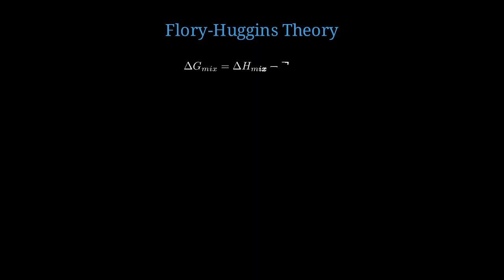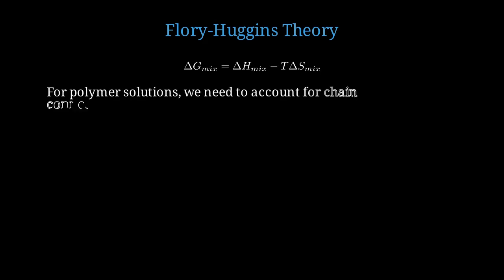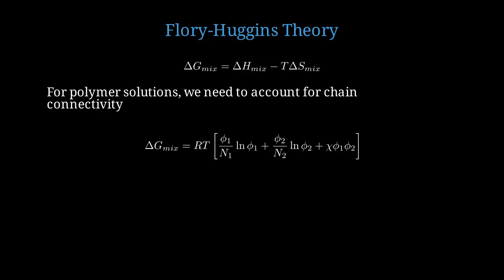The free energy of mixing equals the enthalpy of mixing minus temperature times the entropy of mixing. For polymer solutions, we need to account for the fact that monomers are connected into chains, which affects the entropy. The Flory-Huggins free energy has three terms. The first two terms represent the entropy of mixing: Phi1 over N1 times natural log of Phi1 plus Phi2 over N2 times natural log of Phi2. The third term, Chi times Phi1 times Phi2, represents the enthalpy of mixing.